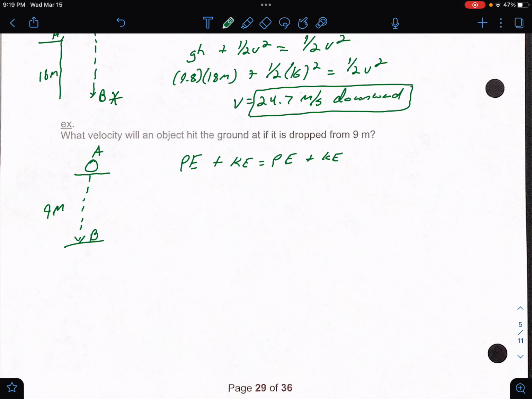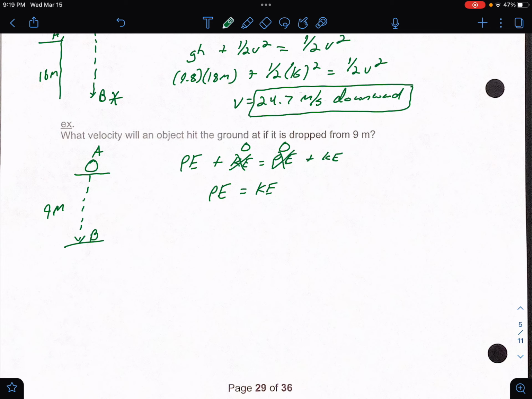At point A, I'm just holding the ball at 9 meters high. I'm not doing anything with it, so it has potential energy because it has height, but I haven't dropped it yet, so I have 0 kinetic energy. You can go ahead and mark that off. Now, when you hit the ground at point B, I've lost all my height, so potential energy has gone to 0, and now it's purely kinetic. So this just becomes PE equals KE.